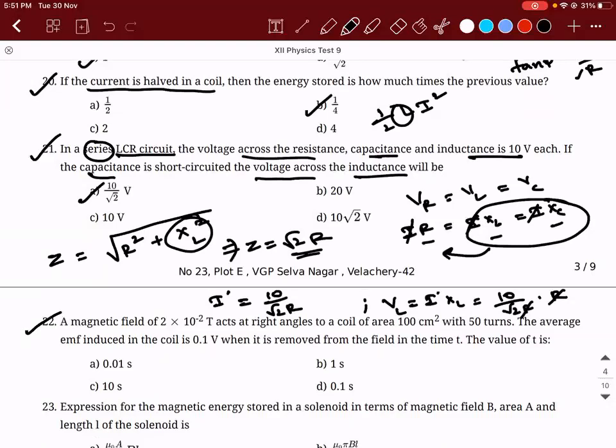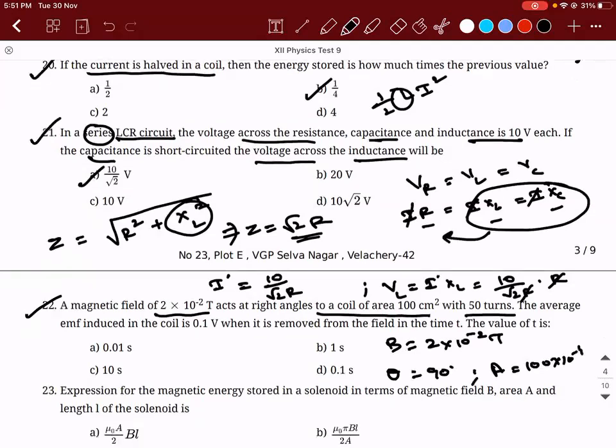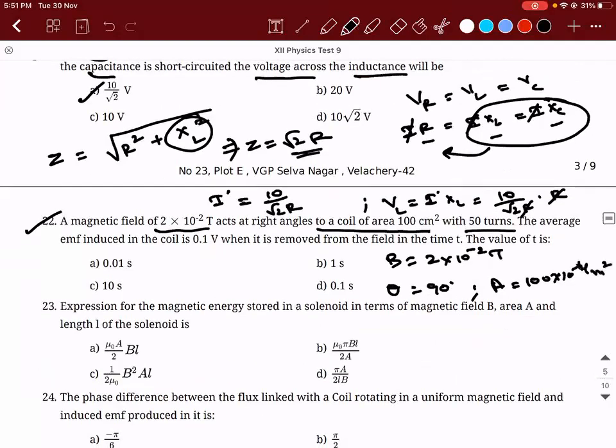Question 22. There is a magnetic field of this much value which acts at right angles to a coil of this much value with 50 turns. So B is equal to 2 into 10 power minus 2 Tesla. Theta is equal to 90 degrees. A is equal to 100 into 10 power minus 4 meters square. And number of turns is 50. The average induced EMF is 0.1 volt. When it is removed from the field in time t, the value of t is how much?